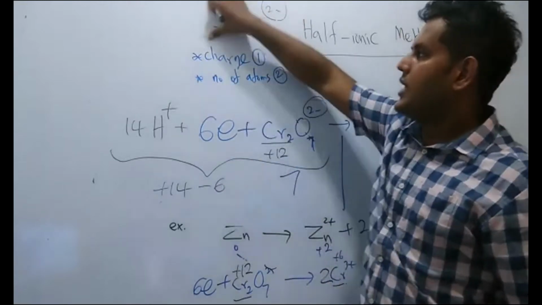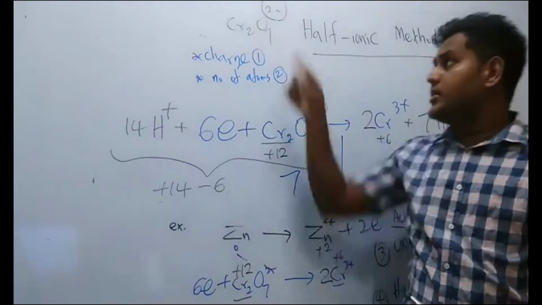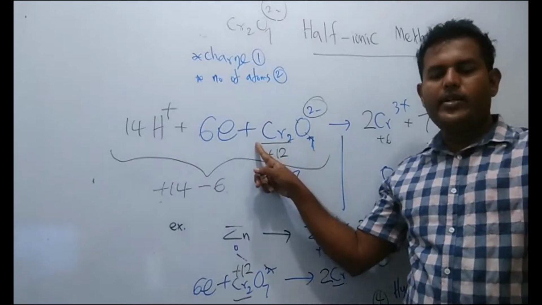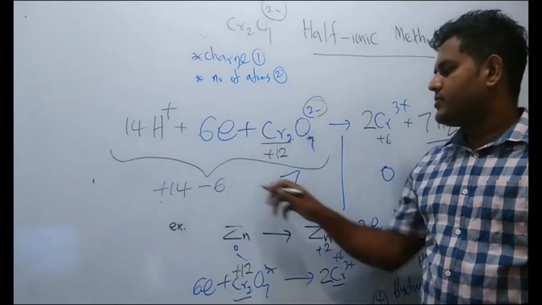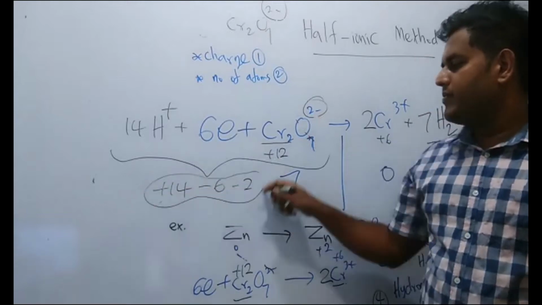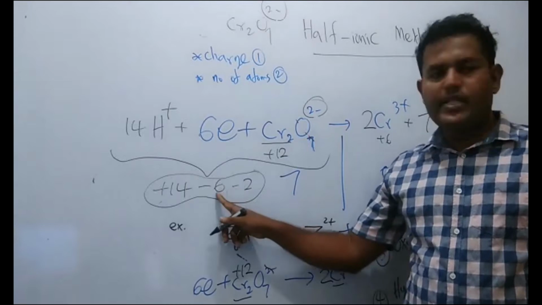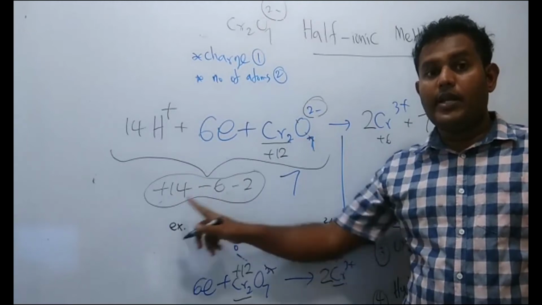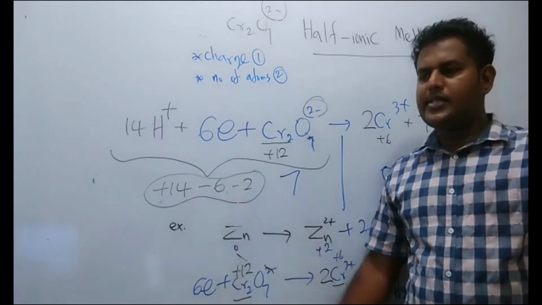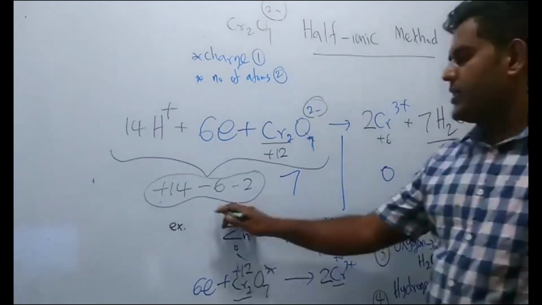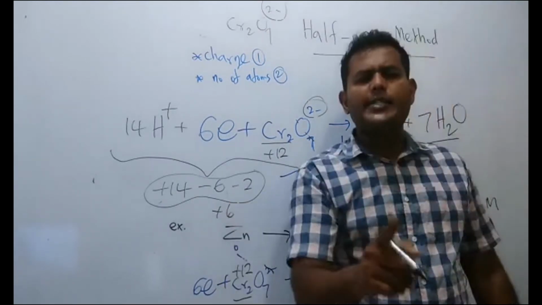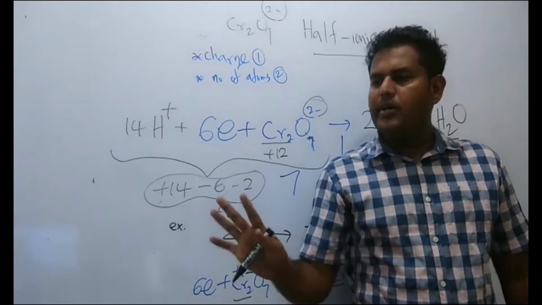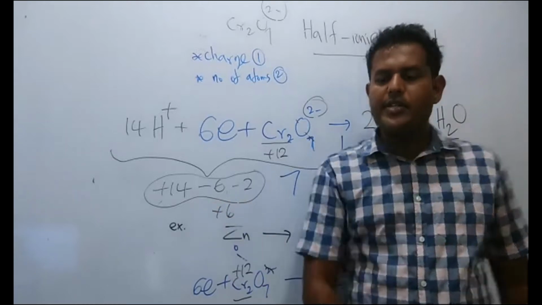One dichromate charge is minus 2. How many dichromates do we have? Only one dichromate. So what is the charge here? Minus 2. Then just add this charge and see. What is the charge in the left side? Minus 6, minus 2, it's minus 8. So plus 14 minus 8. What is the answer? Plus 6. So in your left side, the overall charge is plus 6. Definitely, in the right side also, the overall charge should be plus 6, because a redox equation is balanced from the number of atoms as well as the charge. Just see the charge on the right side.